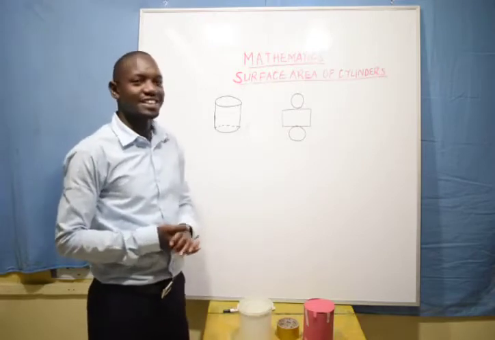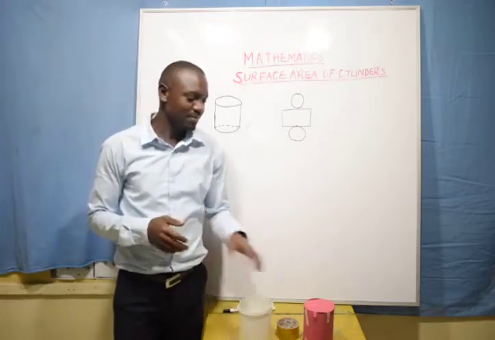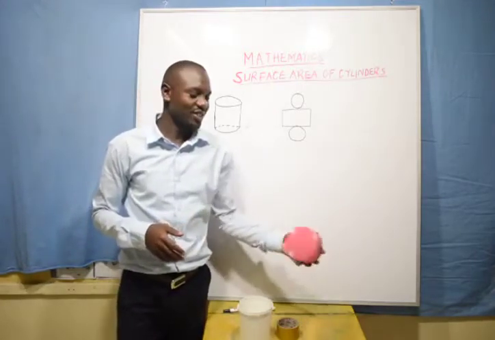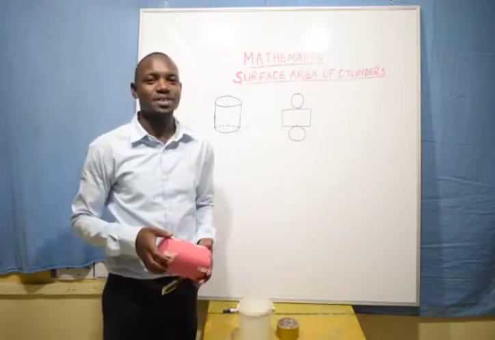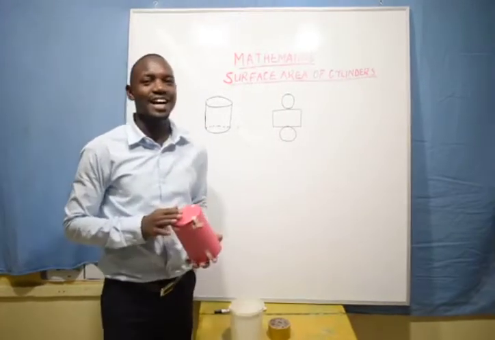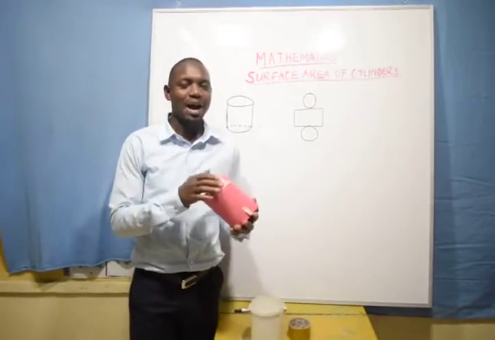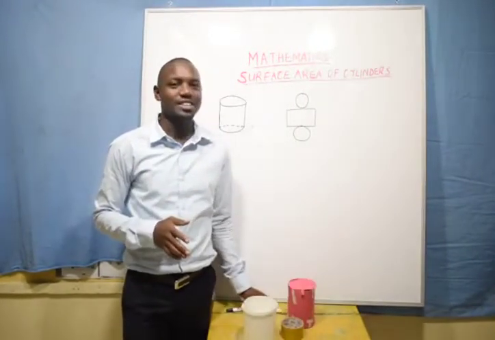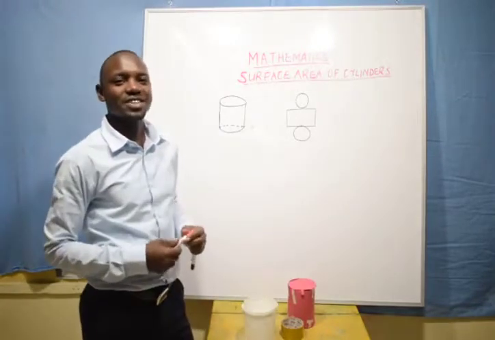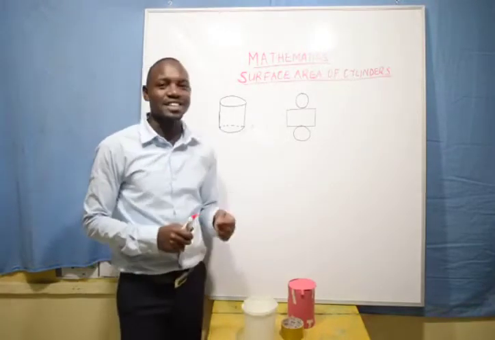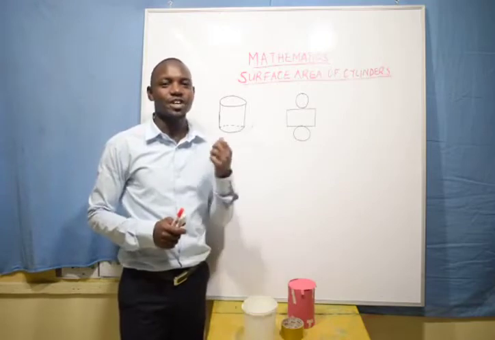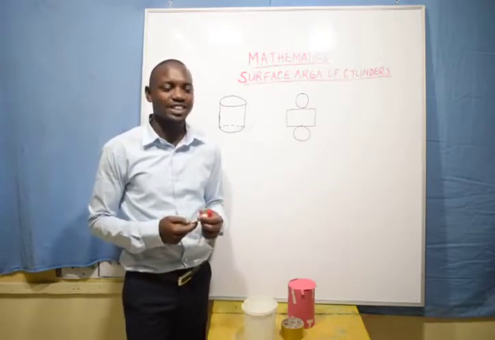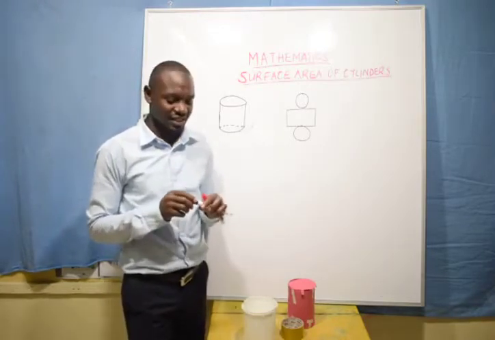I'm presenting to you a mathematics lesson on surface area of cylinders. A cylinder is a solid which is a circular-based prism, meaning that a cylinder has a circular cross-section. Now, we said when getting the total surface area of a solid, we take the sum of the area of each face. A cylinder has three faces.